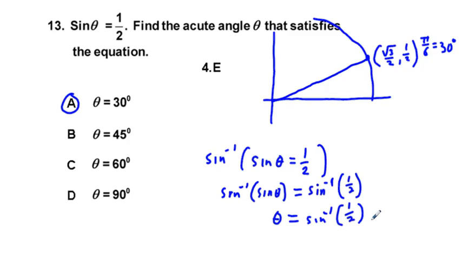Now this is acute angle trigonometry. If you go over to another quadrant besides 1, you have to keep in mind that you could also have 150 degrees, which would also have a sine of 1/2.